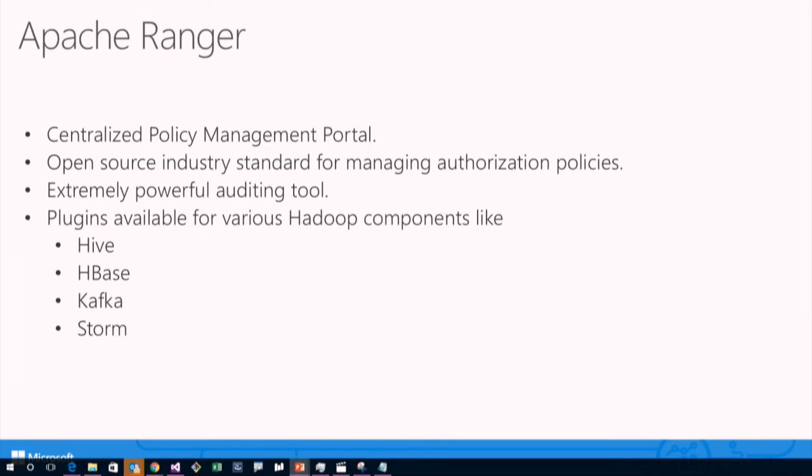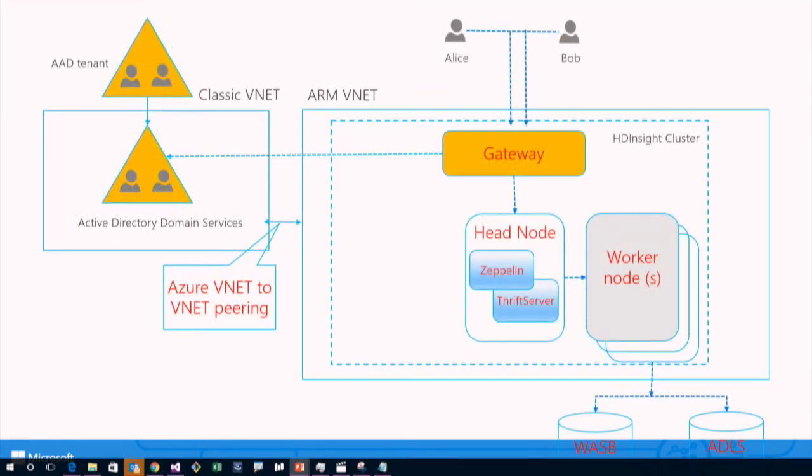As part of secure clusters in HD Insight, we pre-install Ranger as part of your cluster itself. And now, as part of that cluster, you can go back and configure it to bring in all the goodness of Ranger. Just imagine you have 2 users, Alice and Bob, let's say supplier 1, supplier 2, connecting to the HD Insight clusters. They hit a gateway.